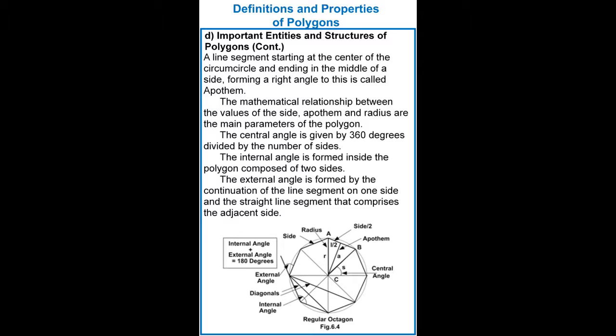The interior angle is formed in the internal part of the polygon, composed of two adjacent sides. The exterior angle is formed by the continuation of the straight line segment of one side and the straight line segment comprising the adjacent side.